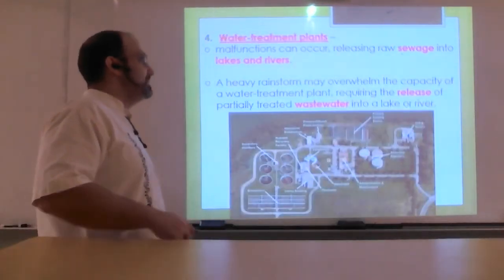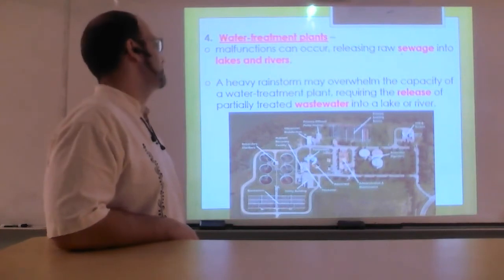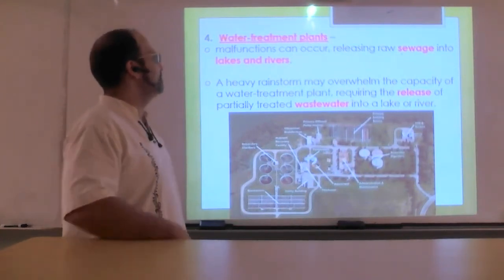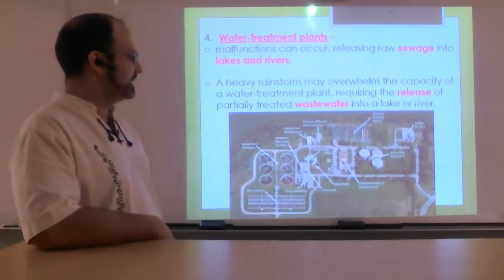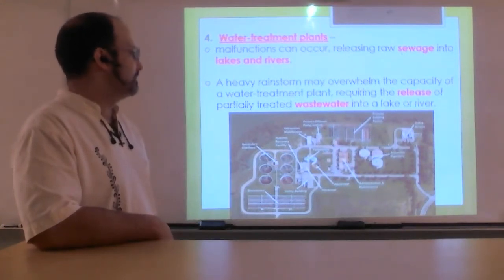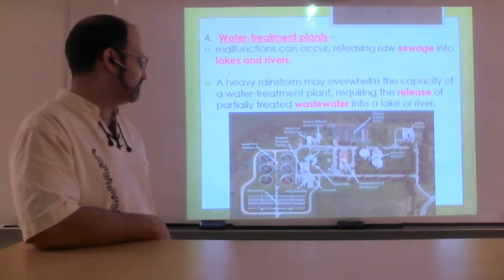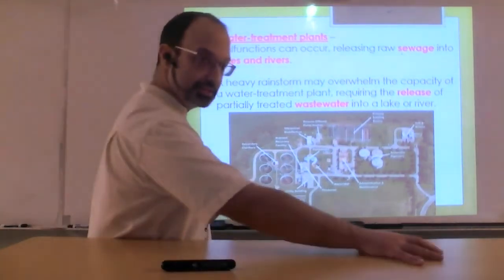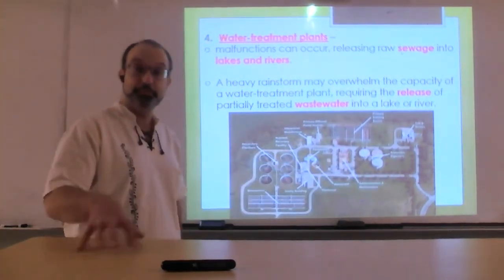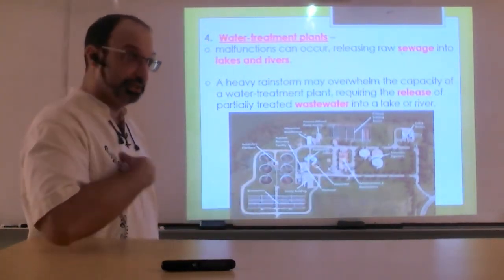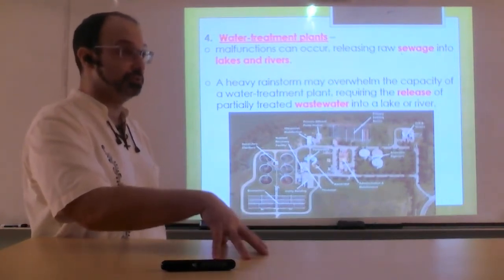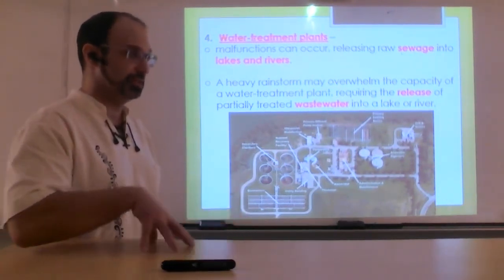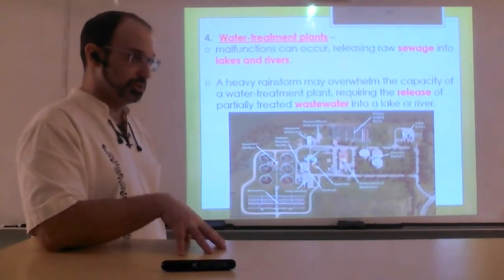Number 4, waste treatment plant. We talked about this one already. Manufacture malfunctions can occur, releasing raw sewage into lakes and rivers. A heavy rainstorm may overwhelm the capacity of the treatment plant, requiring the release of partially treated wastewater into the lake or river. So what you see here is that generally the city will do a good job of maintaining everything, but sometimes they won't. When I lived in Halifax, they had a problem where their sewage treatment plant was broken. So for 6 months, they just pumped raw sewage into the harbor of Halifax. That was not pleasant.